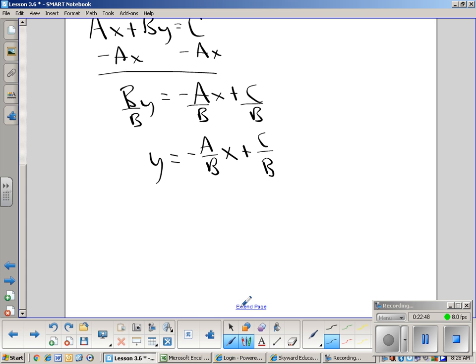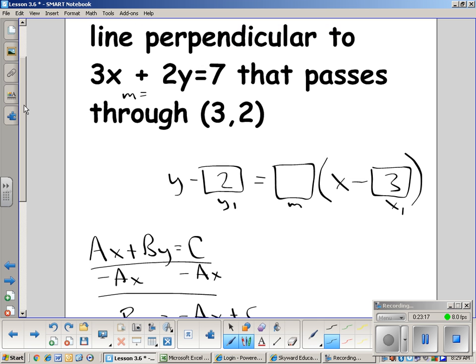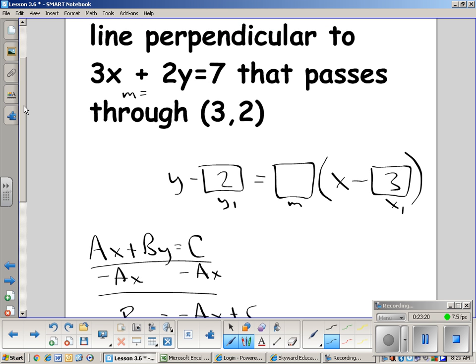If I want to know the slope, does this have anything to do with it? No, it doesn't. If I want to know the slope, does this have anything to do with it? Yes, it does. So what we just proved here is if my equation is in standard form, my slope is always going to equal the opposite of a over b. So if I go back up here, what's a? 3, and what's b? 2. So my slope is the opposite of 3 over 2, or negative 3 over 2.